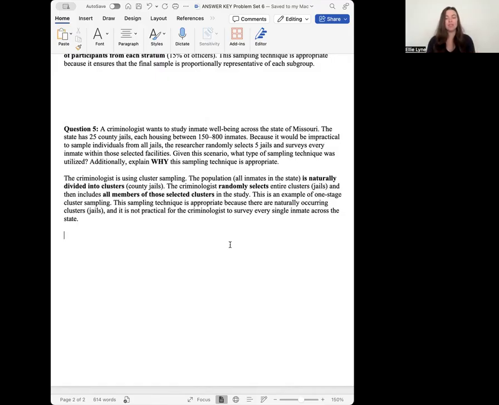And so in this case, there still is a randomness element to it in that the clusters themselves are randomly selected, but it very much cuts down, in the case of this example, how many county jails we have to work with here. We're going from 25 to 5, right? Which reduces it by 80% in this case.